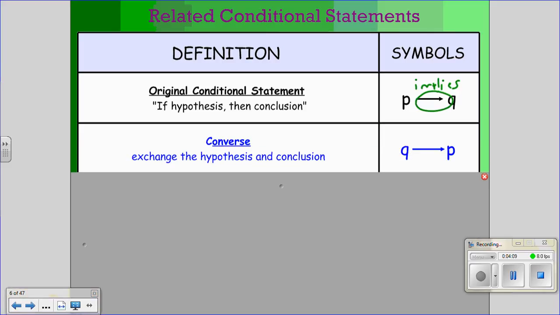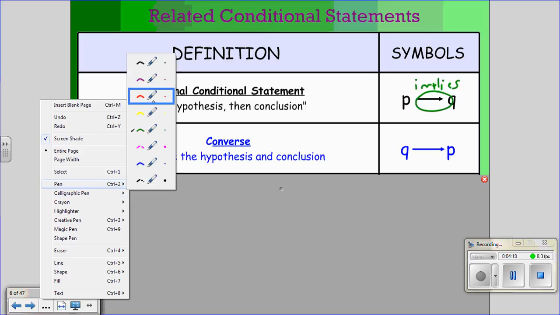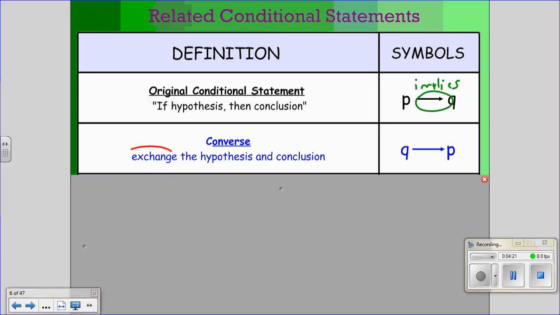Now, we're going to talk about the converse. The converse is when you exchange or switch the hypothesis and the conclusion. So the hypothesis becomes the conclusion. The conclusion becomes the hypothesis. So for the converse, you simply switch the order. Don't move if and then, just simply switch the hypothesis and the conclusion.